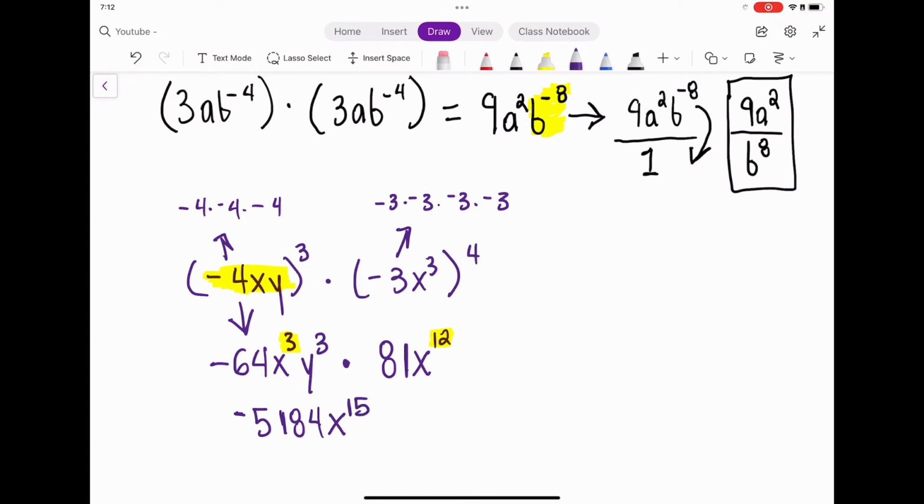But what about y to the third? What's going to happen? Because 81x to the 12th doesn't have a base of y, there's no y involved. So y to the third is just going to stay the same. So when we simplify this answer, we should have negative 5,184 x to the 15th y to the third.